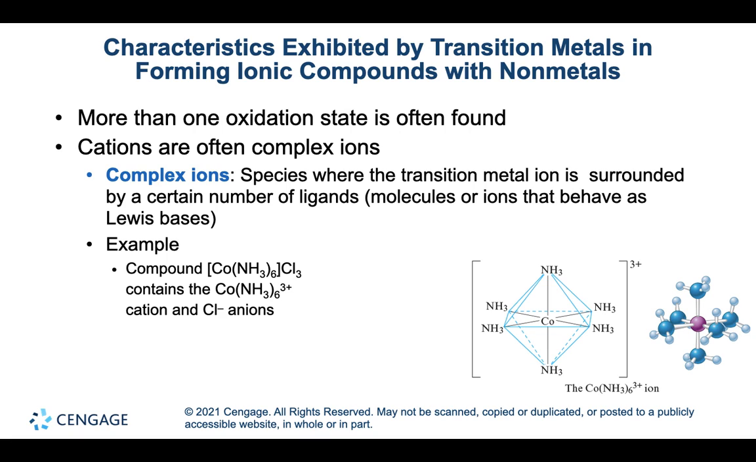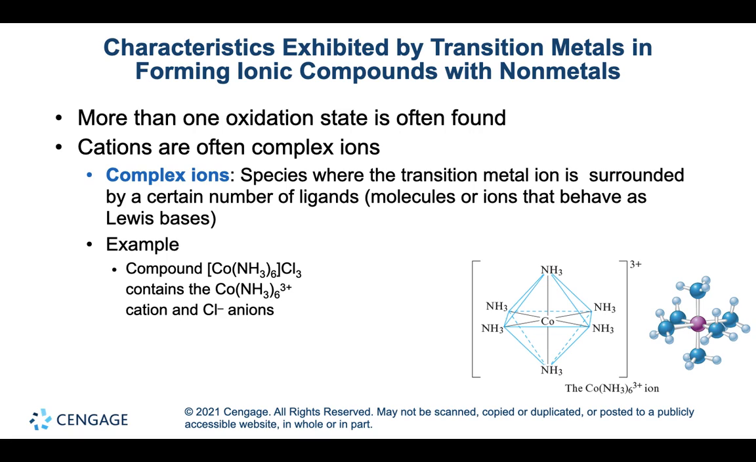Examples we see here are the cobalt with 6 ammonias attached to it. So 6 ammonias surrounding it in an octahedral geometry. Because ammonias are neutral and the cobalt is +3, the entire complex ion would be +3. Then you would probably have some counter ion with it.